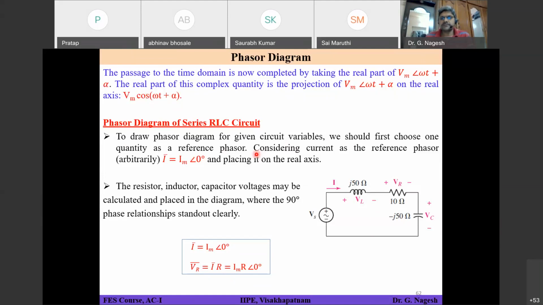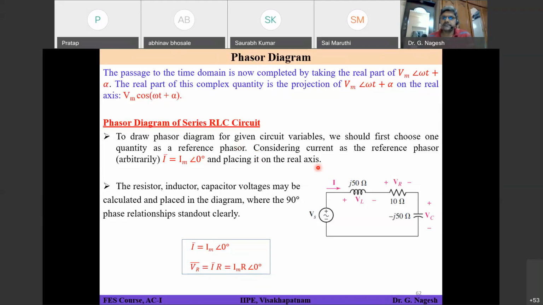If there is some phase shift of plus 90, you will shift plus 90 degrees with respect to that reference already chosen. That is how you have to draw your phasor diagram, and phasors always rotate in the anti-clockwise direction. So plus 90 means you have to shift plus 90 degrees in the anti-clockwise direction.